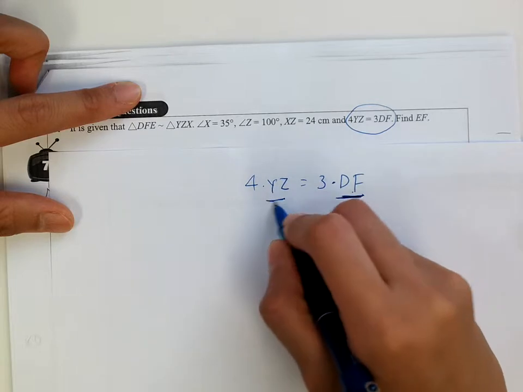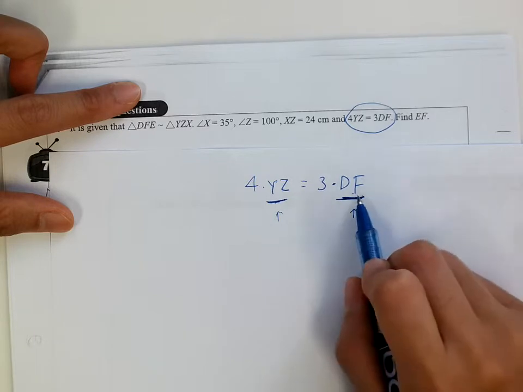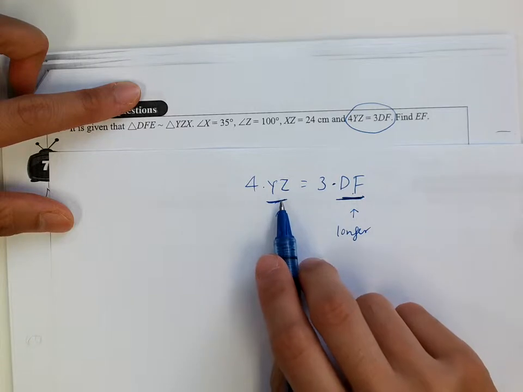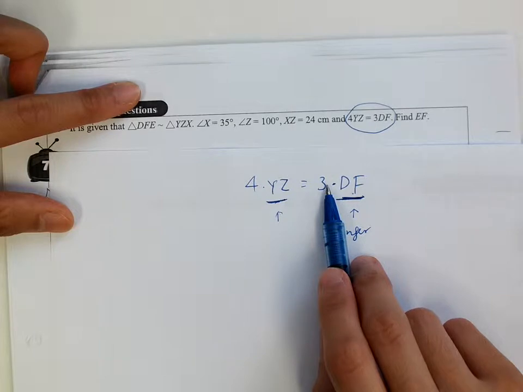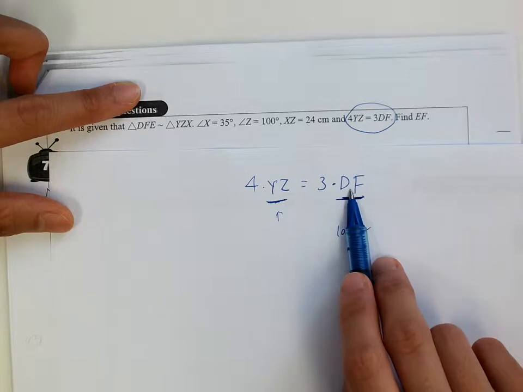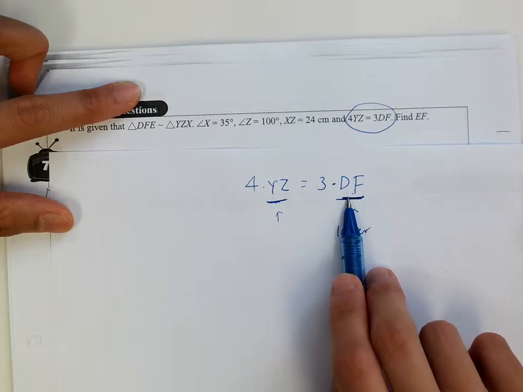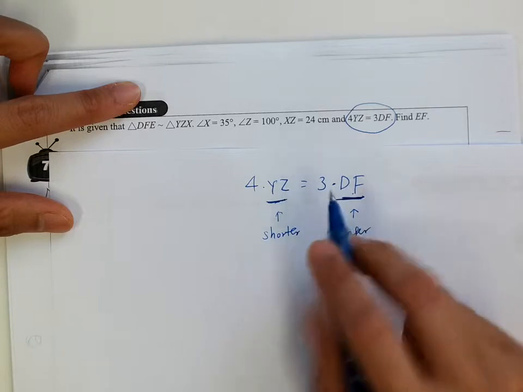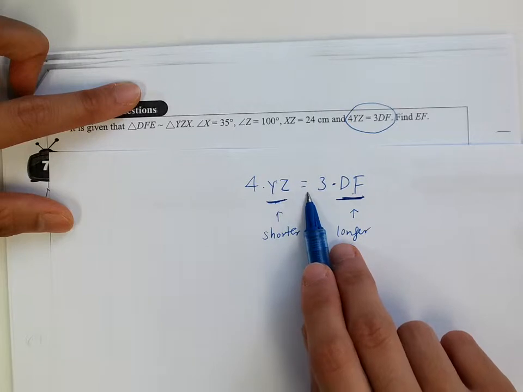I want to ask you one question. Which one is the longer one? DF should be longer than YZ. Why? Because 4 is a number bigger than 3, so 3 must be multiplied by some bigger number in order to get something equal. Therefore, the length of DF should be longer than YZ. This one has a bigger value, this one has a smaller value, in order to get something equal.